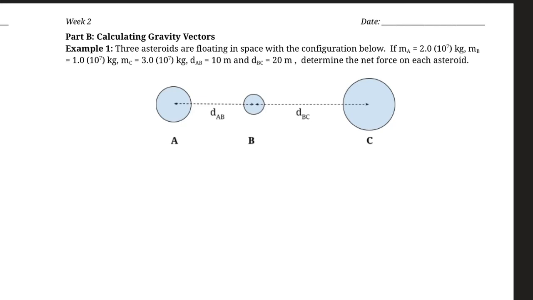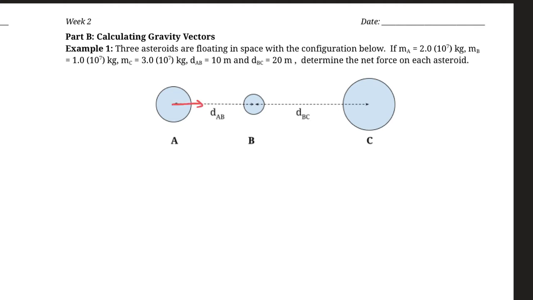So if we have three objects floating in space, three asteroids as this question says, can we determine the net force on each asteroid? Remember, any two objects that have a mass are going to exert a gravitational force on each other. For example, asteroid A will exert a force on asteroid B, and then asteroid B will exert that same force back on asteroid A, right?